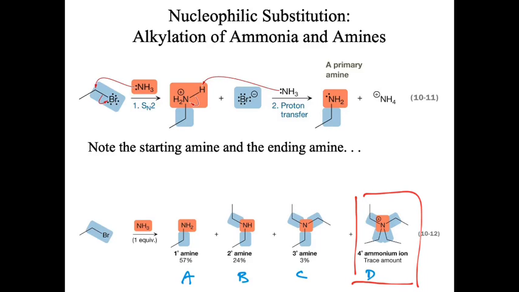The one forming a trace amount. How do I force that? Throw in an excess of the alkyl halide. There's now so much alkyl halide that what happens? It'll keep reacting, and I can force all of them across to the quaternary amine.